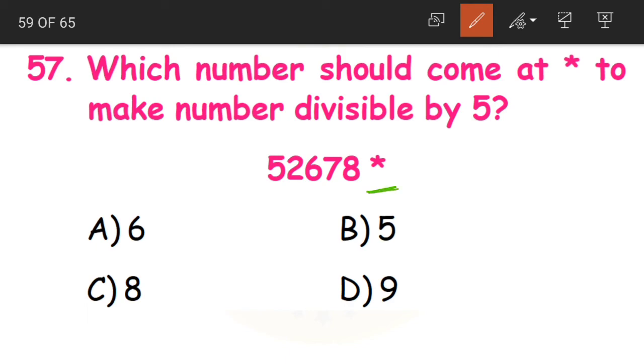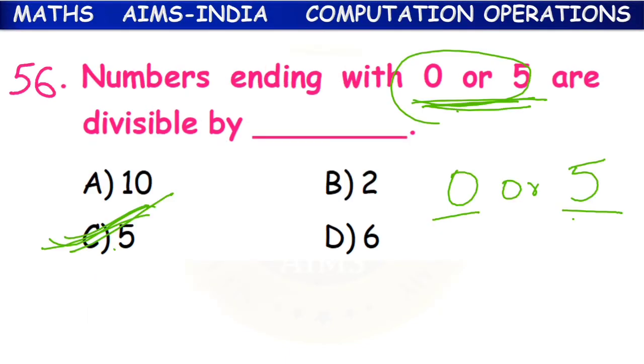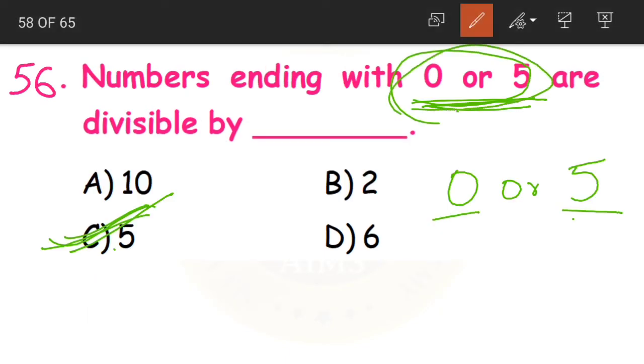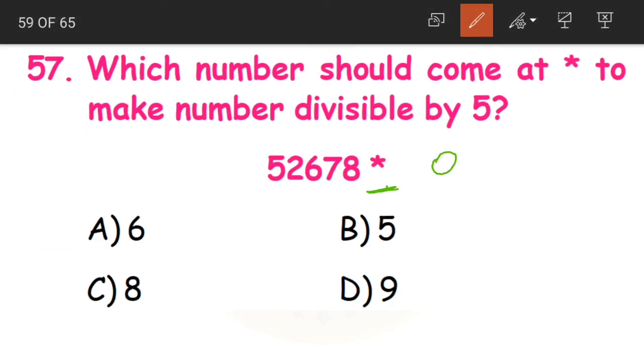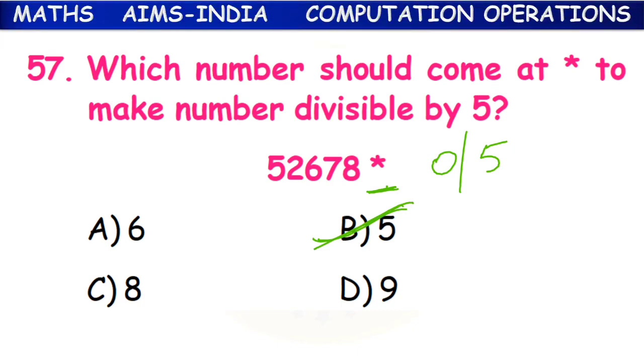Next, question 57. Which number should come at the star mark to make the number divisible by 5? Now this is the ones place. Just now what did we learn? Numbers ending with 0 or 5. So in this place it should be either 0 or 5. Now if you look at the options, 0 is not present, only 5 is there. So option B, 5 becomes our correct answer. So 5 should be there in the last place to make it divisible by 5.